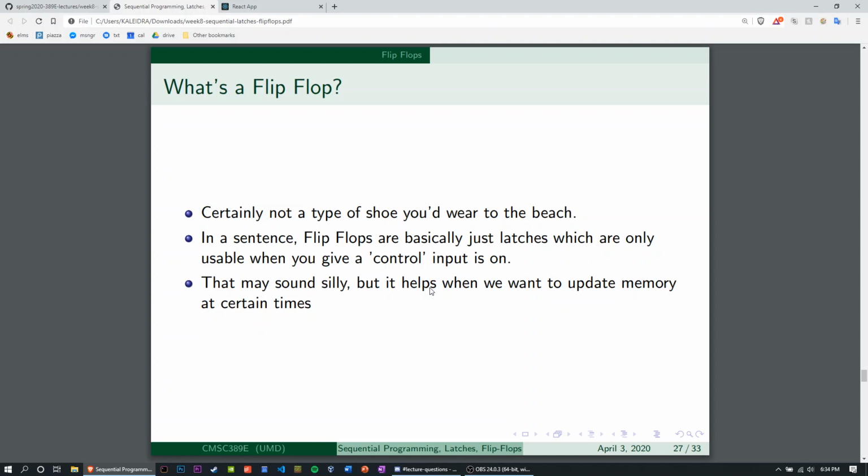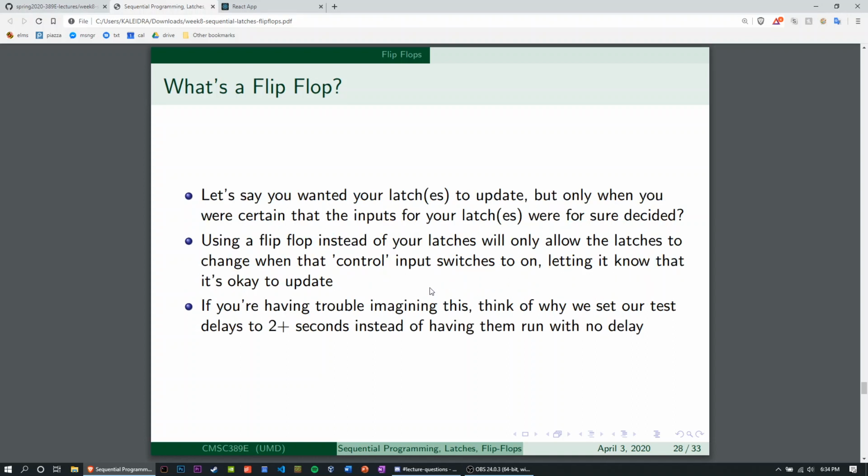In just one sentence, flip-flops are basically just latches which are only usable when you give a control input. When a control input is on, so a little typo there. That may sound a little unnecessary, but it really helps when we want to update memory at certain times, right? In other words, this goes hand in hand with a clock. So let's talk about that.